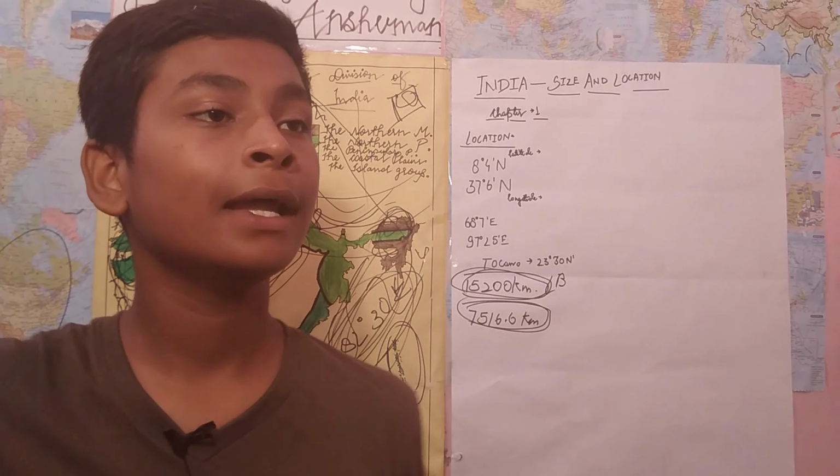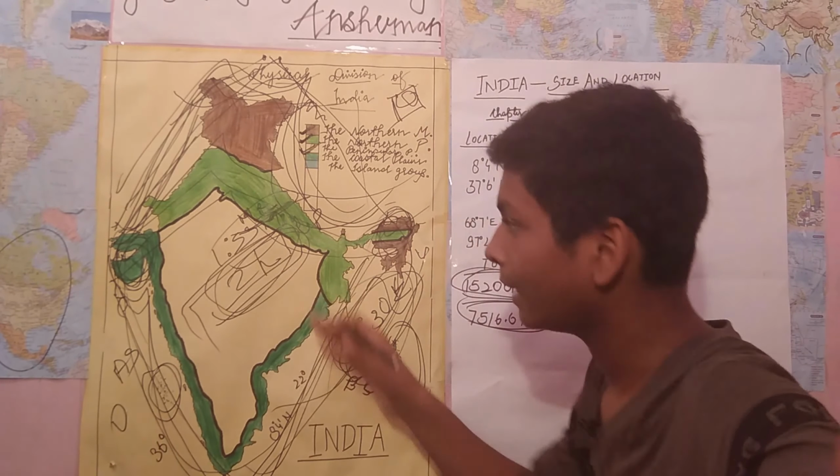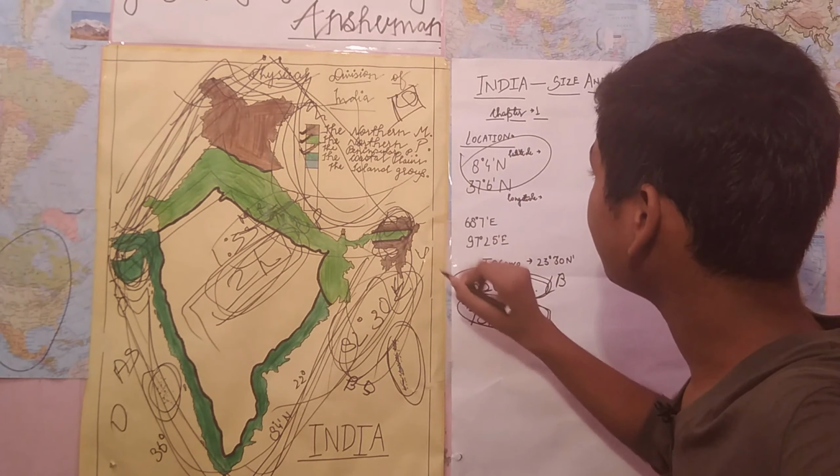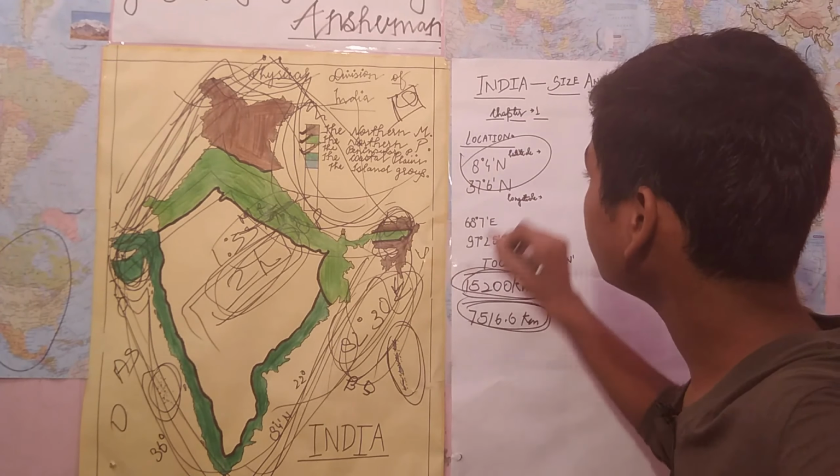India's neighbors, first of all, let's take a recap. What we have talked about location: the latitude of our country is 8 degree 4 minute north and 37 degree 6 minute north. And on the longitude, we talk about 68 degree 7 minute east and 97 degree 5 minute east.